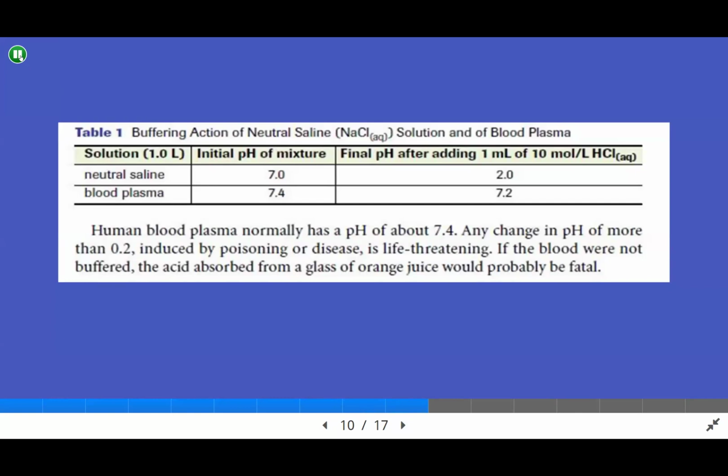The buffering of NaCl solution and of your blood plasma. Neutral saline has an initial pH of 7.4, but the final pH after adding 1 milliliter of some acid goes all the way down to 2. In contrast, our blood plasma, initial pH of 7.4, when you add a bunch of acid, it stays at about 7.2, and that's because of the buffers.